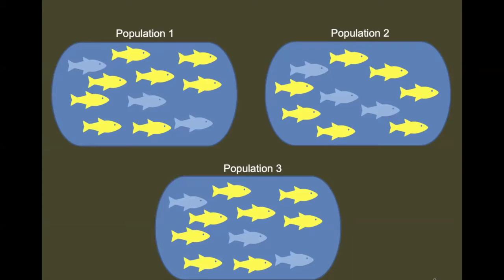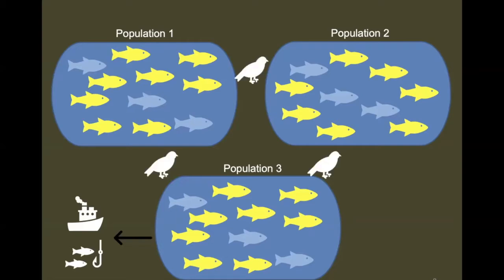So these disturbing factors can be anything from artificial selection, which would be seen here in the form of fishing. Another example of that would be gene flow between populations, seen here in this example as birds maybe carrying eggs or fish with eggs in them, causing gene flow to occur between these different populations.